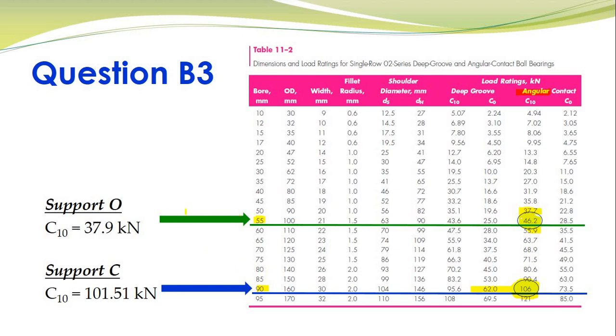So in this question it says select the bearings at O and C, so you can select them individually. If the question was to select a bearing that can be used for both the supports, then your logical choice would have been just 90.